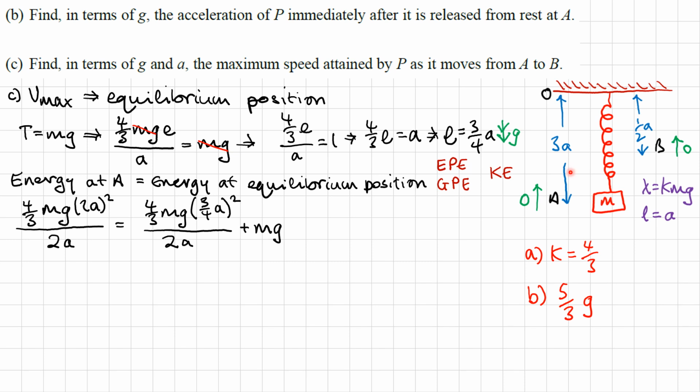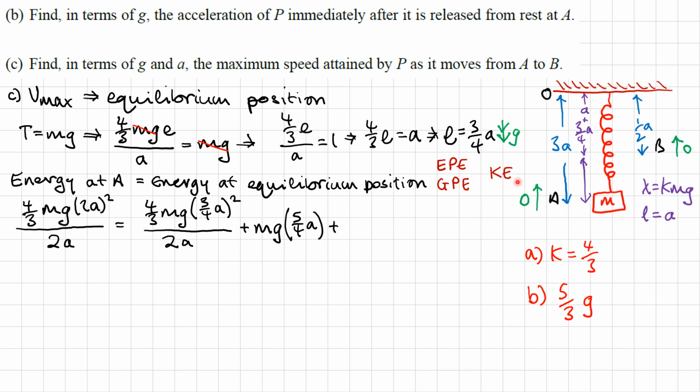Now we need to be careful here, because the extension is 3/4 A. So how far up is it? Well, the natural length is already A, and we've got this extension of 3/4 A. From the top, we need to know this distance here from the bottom. How much has it moved up? If we do A plus 3/4 A, that gives a distance of 7/4 A, and we need to subtract that from 3 to find out this height increase. So 3 minus 7/4 gives us a height increase of 5/4 A.